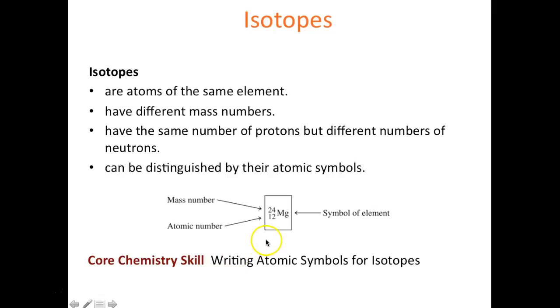So here, in this particular atomic or isotope symbol, as it's called in some of the textbooks, the way you write it is, again, you have the symbol of the element, and to the left of it, the subscript is the atomic number, and the superscript to the left of the symbol is the mass number.